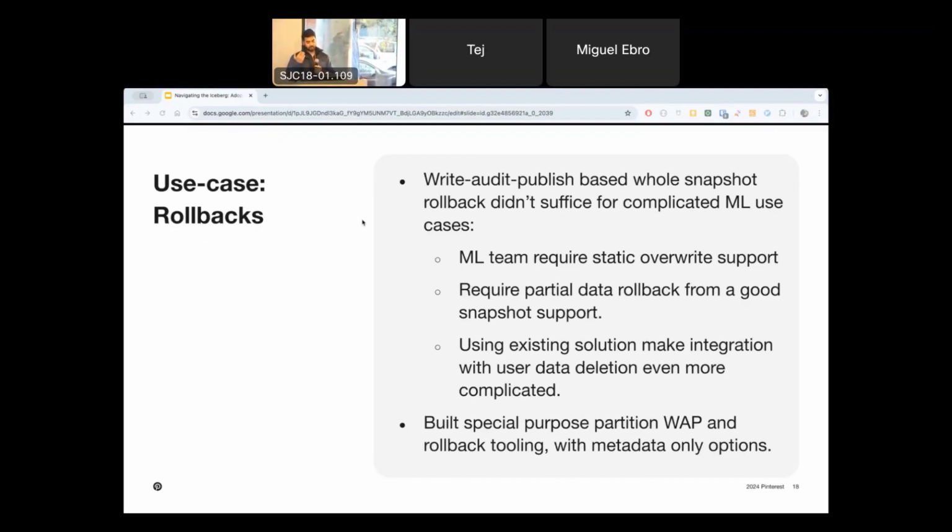So say when your snapshot wrote to 5 different partitions, they want to roll back only one partition. So we custom built some procedures to support that. And it's actually becoming more popular than the complete snapshot rollbacks.